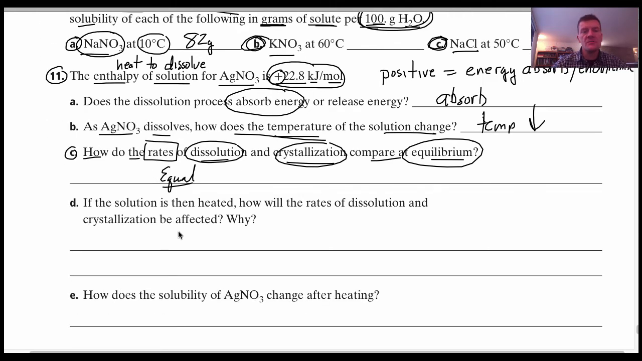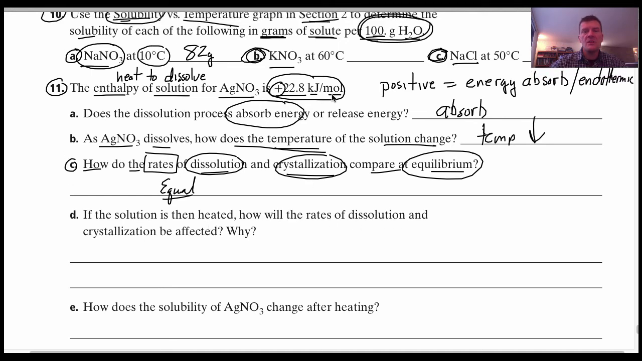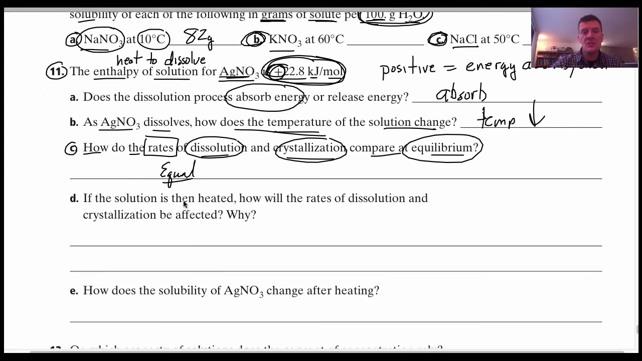All right. If the solution is then heated, how will the rates of dissolution and crystallization be affected? Well, if you heat this up, this particular process wants heat. It likes to absorb heat in order for this process to occur. So if you were to increase the heat, all right, then it is going to be able to dissolve more, because that's what it likes. It wants more energy, it wants heat in order to encourage this dissolving process. So the dissolution is going to increase as a result. All right?